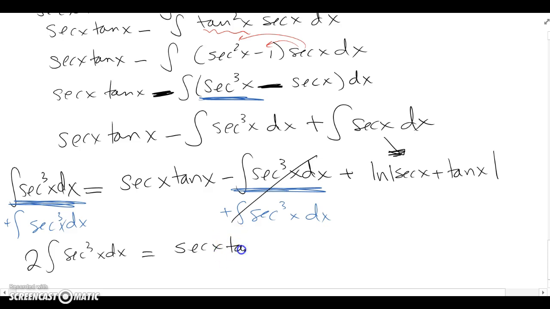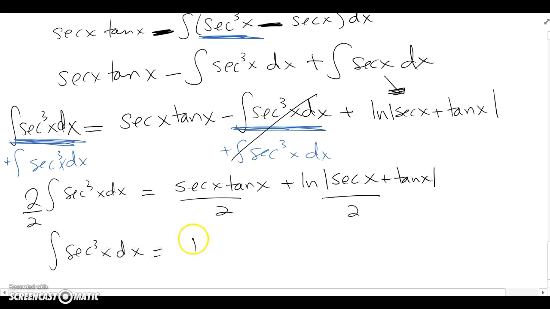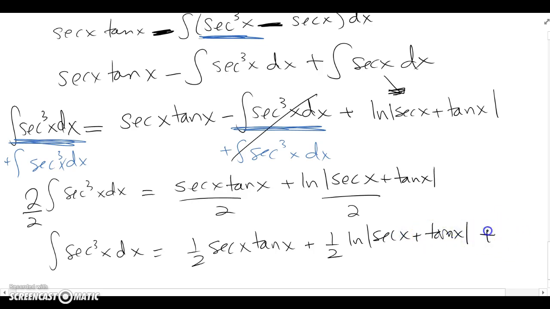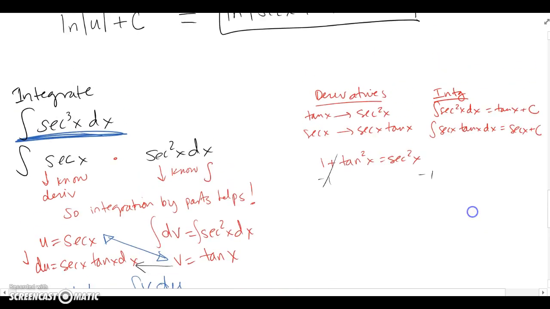Good news. And I've pretty much gotten there. All I have to do is divide everything by 2, and the integral of secant cubed x dx is actually a half secant x tan x plus a half ln secant x plus tan x plus c.